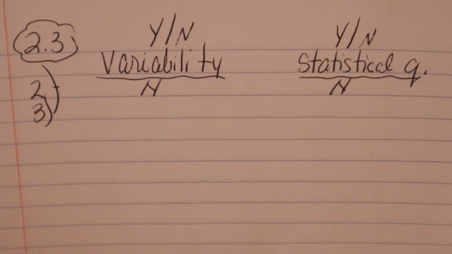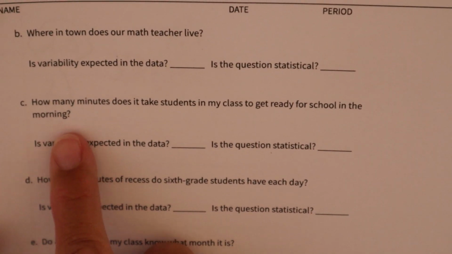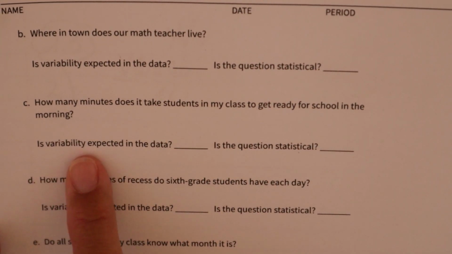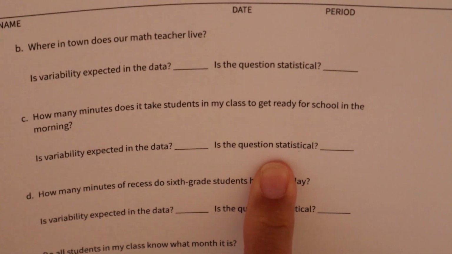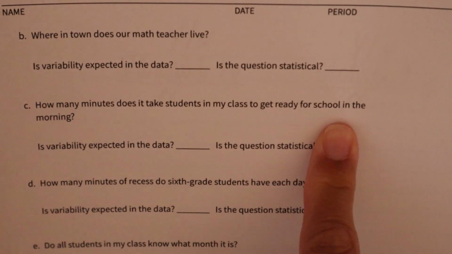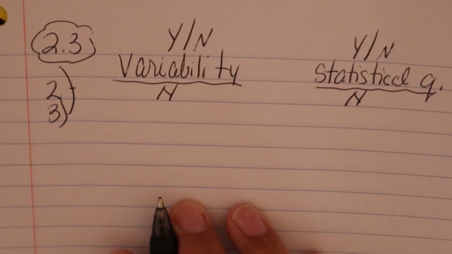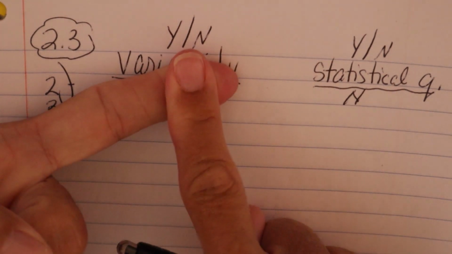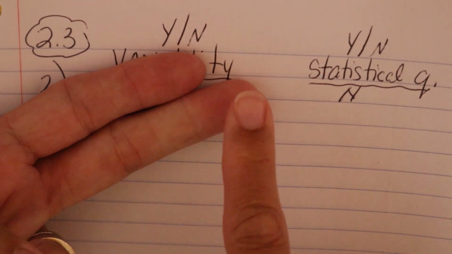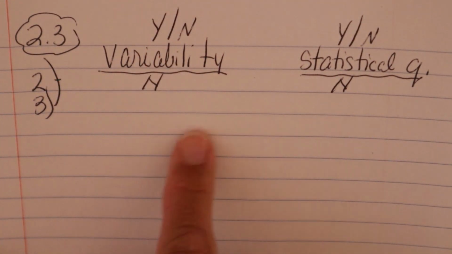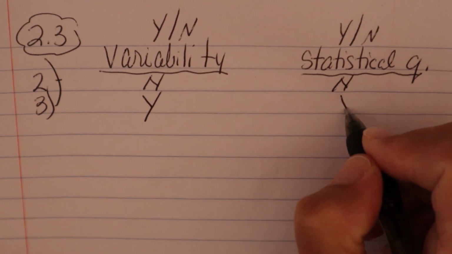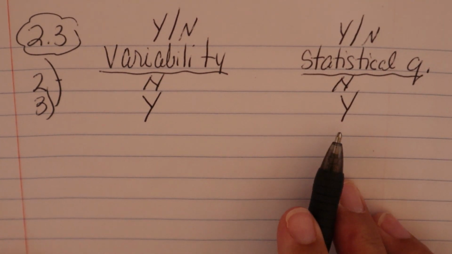Okay, question 3. How many minutes does it take students in my class to get ready for school in the morning? Is variability expected in the data? Is it a statistical question? Well, we're talking students, so we have lots of data to gather. We're talking minutes to get ready. It might take one student 10 minutes. It might take another student 30 minutes. So you're going to have variability, so the answer is yes. And if you have variability, then yes, it will always be a statistical question.